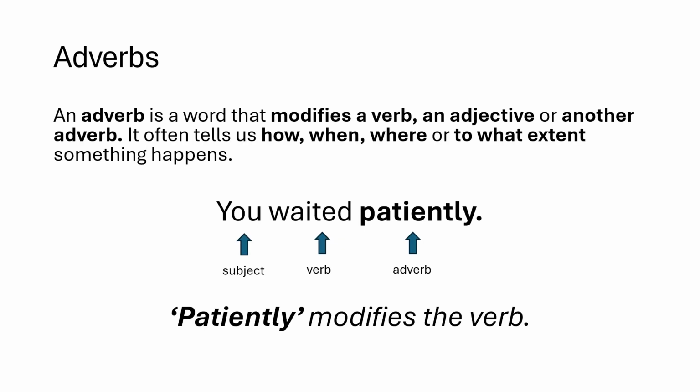An adverb is a word that modifies a verb, an adjective, or another adverb. It often tells us how, when, where, or to what extent something happens. You waited patiently. You, the subject, and waited, the verb, makes sense as a standalone sentence. Patiently, the adverb, modifies the verb waited, telling how you waited.